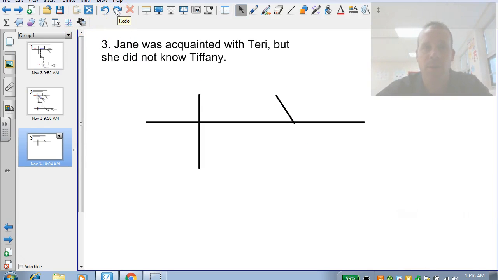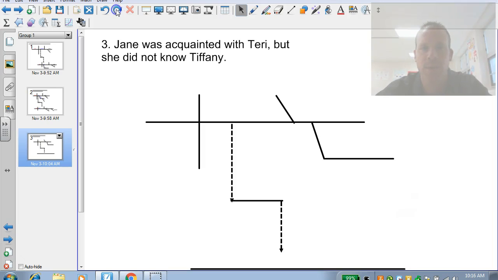Predicate nominative would also deserve the slash line. And so I'm going to go ahead and set up the rest of this. And we will start with the first independent clause. And we have Jane was, what was she? Acquainted. Now here's a little prepositional phrase at the end with Terry. It's going to go right here because it's talking about what Jane was acquainted with. And it was with Terry. Then as we move on, we put our conjunction but in there.